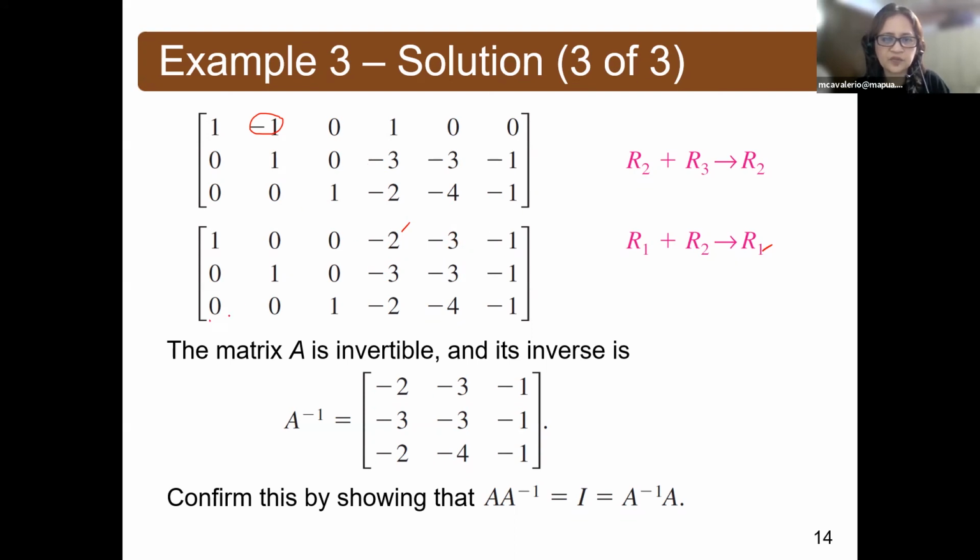And notice that the left side, which used to be our matrix A, is now our identity matrix. And this, which used to be the identity matrix, is now transformed into what we call the inverse of A. So the inverse of A is this one: negative 2, negative 3, negative 1, negative 3, negative 3, negative 1, negative 2, negative 4, and negative 1. You can be sure that this is the inverse of A if you check it using this equation. That is, the product of A and its inverse is I. The product of the inverse of A and A is also I.